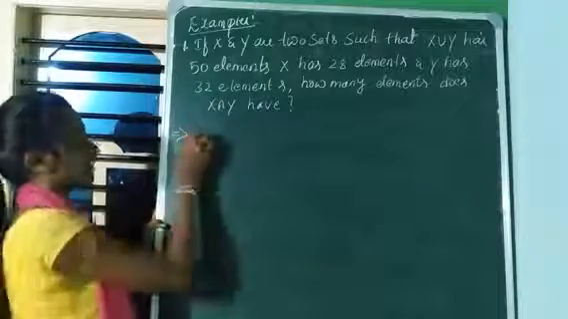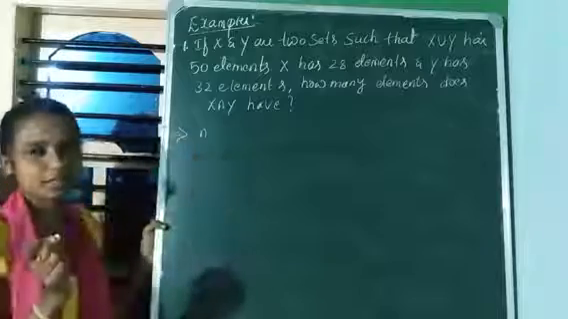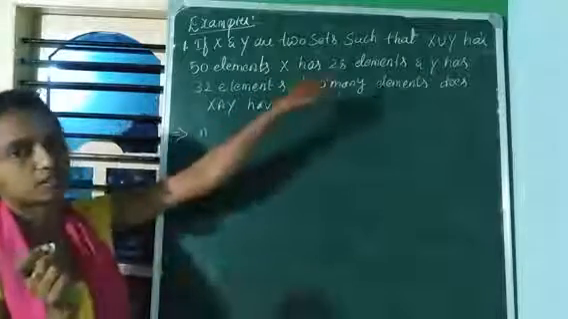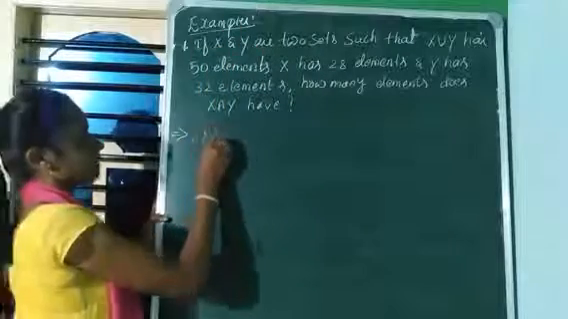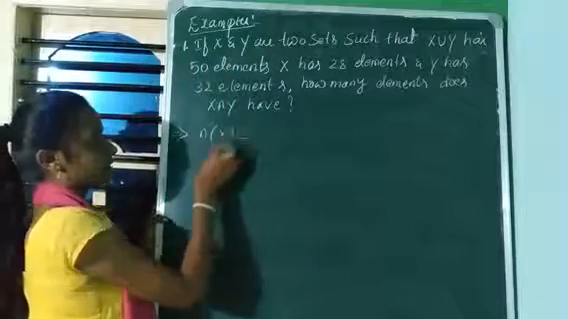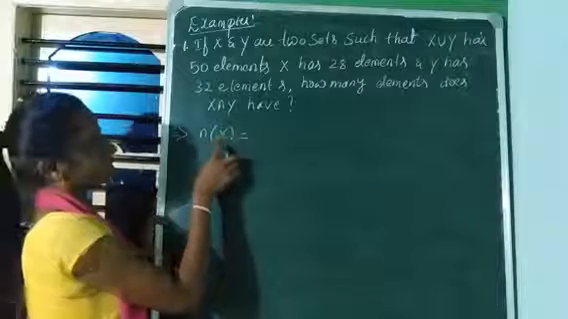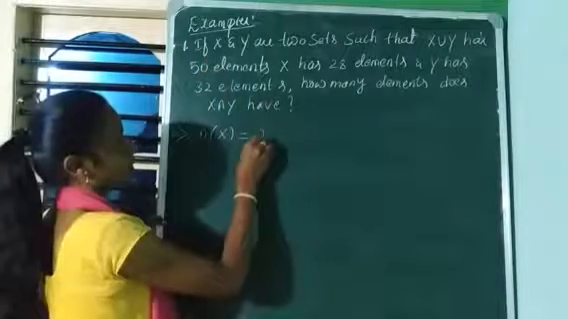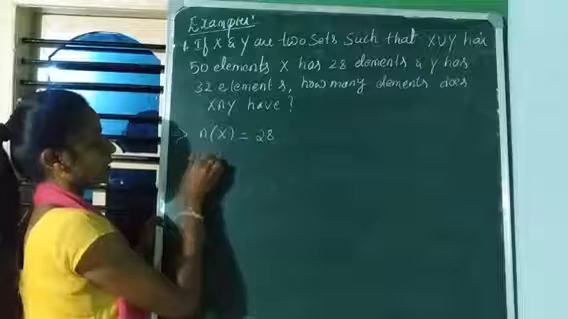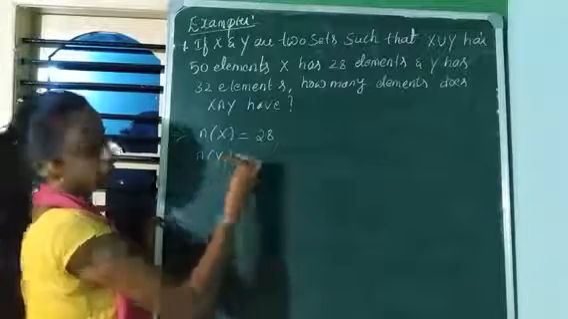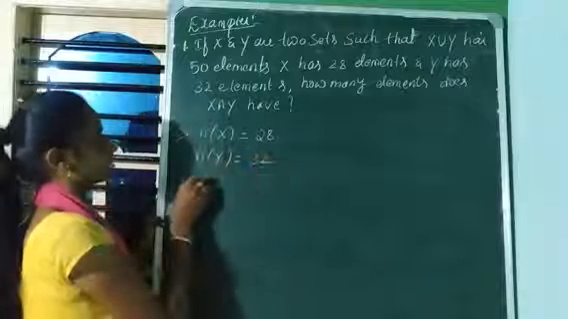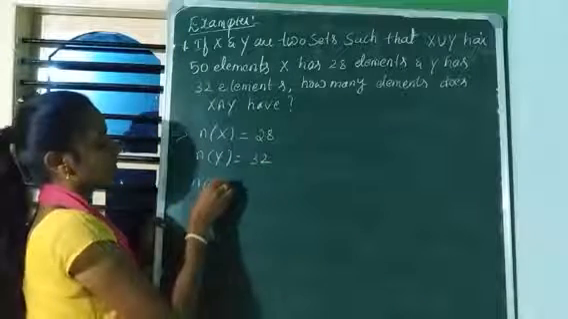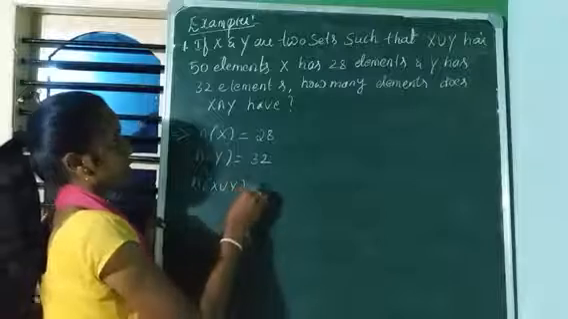Now I just write enough. Elements is nothing but the number of elements in x, because here the two sets are x and y. I just write n of x, which is nothing but the number of elements in x, which is given as 28. Next, n of y, the number of elements in y, is 32. Next, n of x union y is 50.